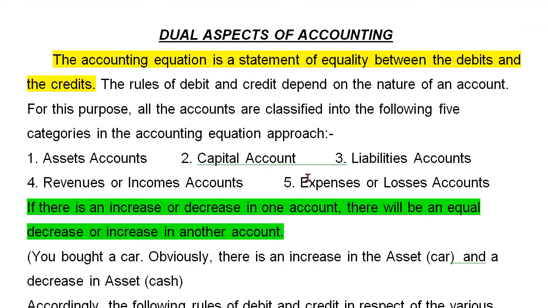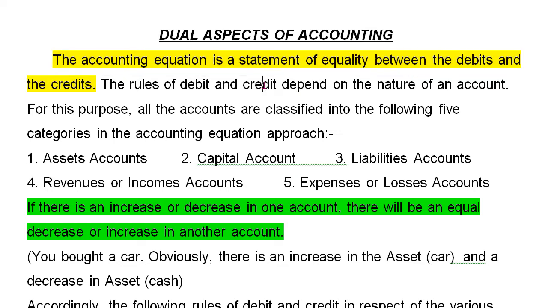Here, there are two approaches. Okay, now let us see dual aspects of accounting, that is double aspects. The accounting equation is a statement of equality between debits and credits. This is the main point. For each and every transaction there will be at least one debit and at least one credit. Both should be equal. This is the point here. Don't confuse yourself much, later you will come across easily.